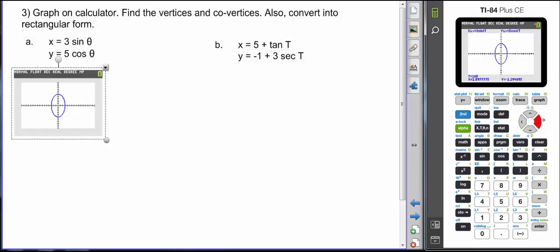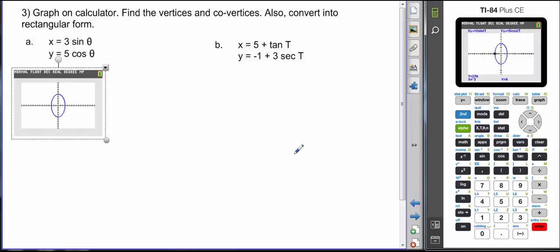And then if we go around a little further, I'm just going to type in 180 because I know that's going to be our next vertex. And there we go, it's at 0, negative 5. And then the other would be at 270, and I can see the one over to the left at negative 3 and 0. So we've got our vertices.